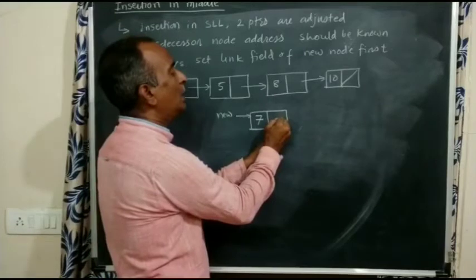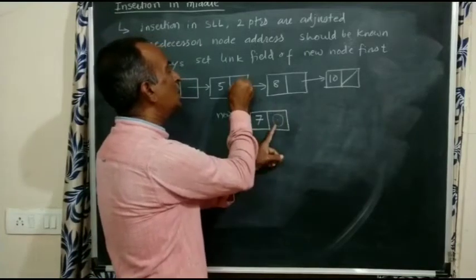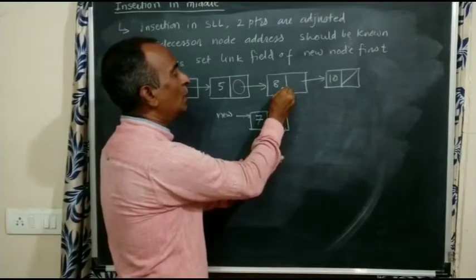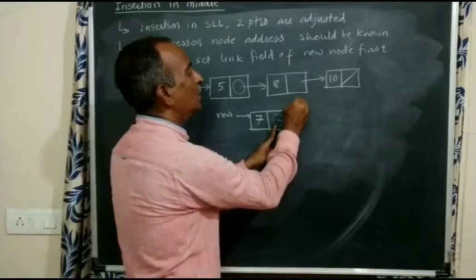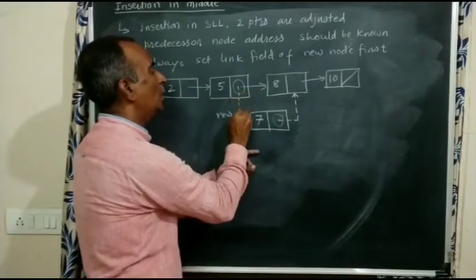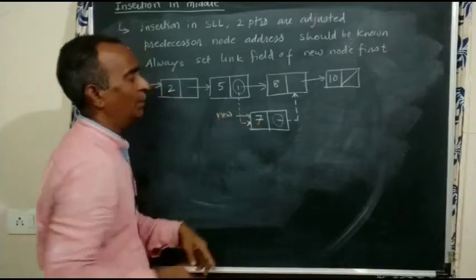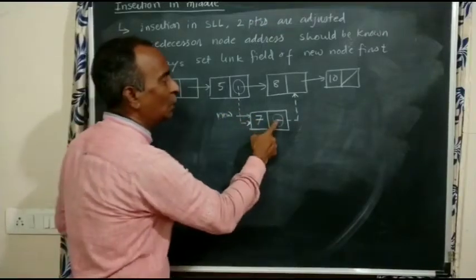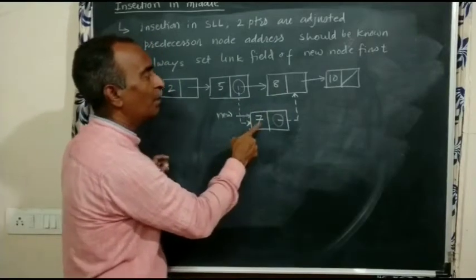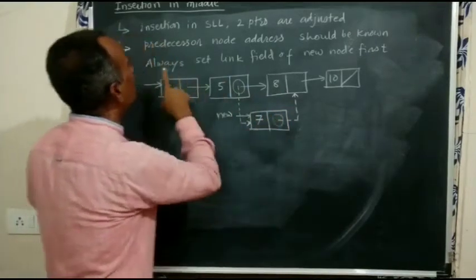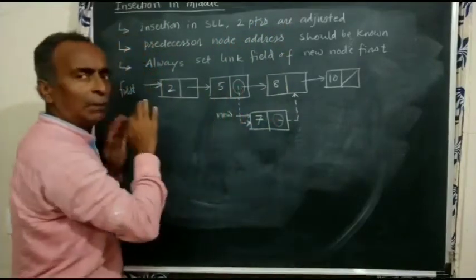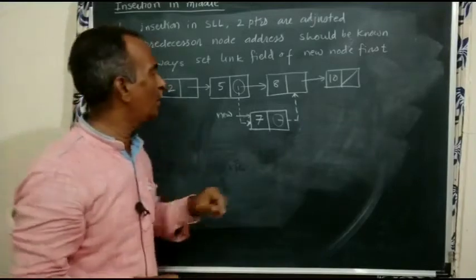See, this field should be adjusted and this field should be adjusted. So this should point to this node. After insertion, what will happen? I'll draw dotted lines, and this should point to this node. This should happen. Means in this field I should give this node's address, and in this field I should give this node's address. These 2 pointers we have to adjust. Always, for any case, 2 pointers will be adjusted.